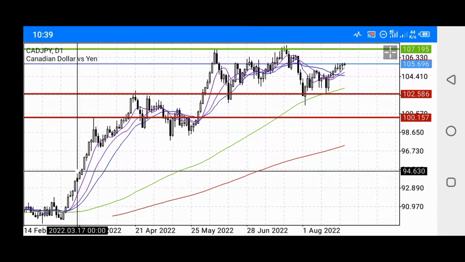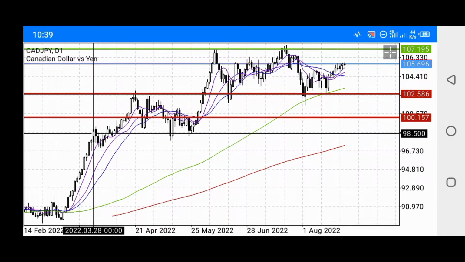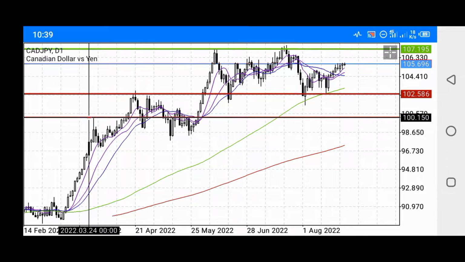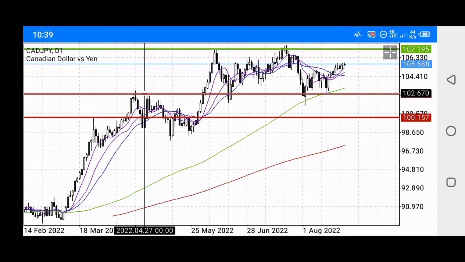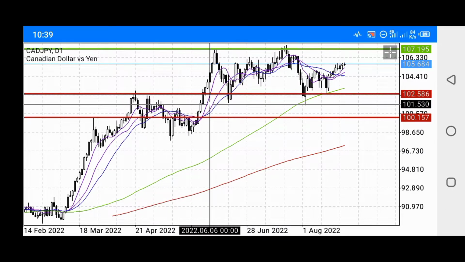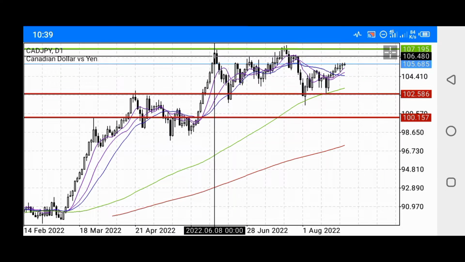You can see that there's an upward movement on CADJPY during this period, and it was rejected at this point, meaning that we had a resistance level at this point until price eventually broke this level and we had a new resistance level at this point. So this level rejected price the first time, also rejected price the second time, until price eventually broke it and price went up all the way to this point.